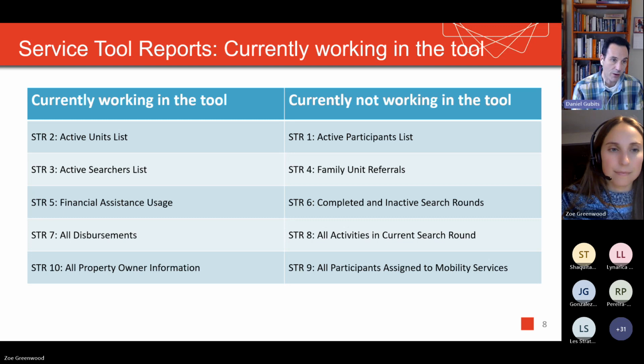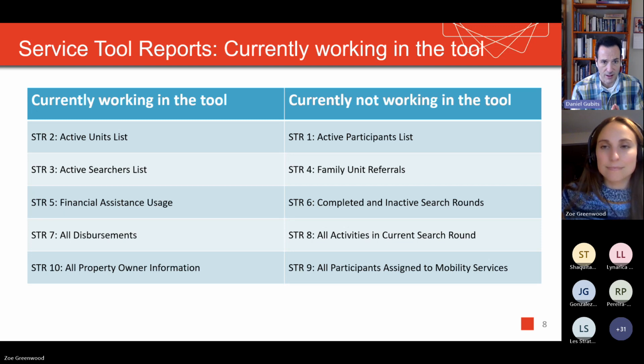So the ones that are working are the active units list, service tool report 3, the active searchers list, number 5, the financial assistance usage, number 7, all the disbursements, and 10, all the property owner information. And then on the right are the ones that are unfortunately still in process. Most of those are ones that we are still uploading on a daily basis.